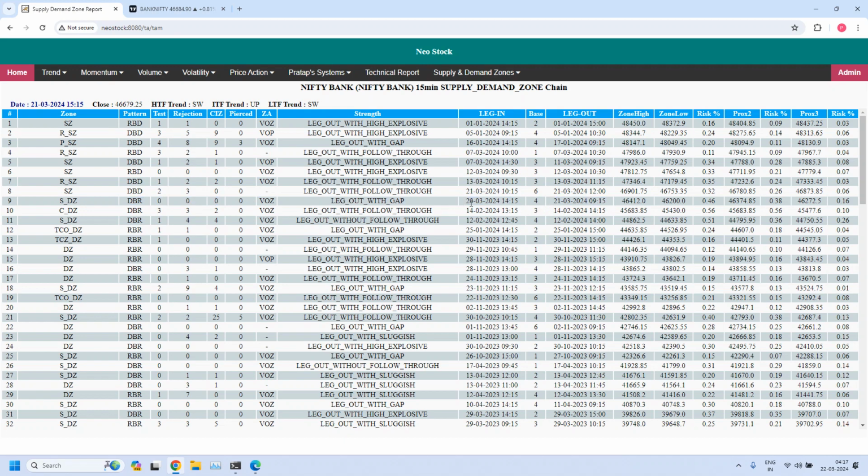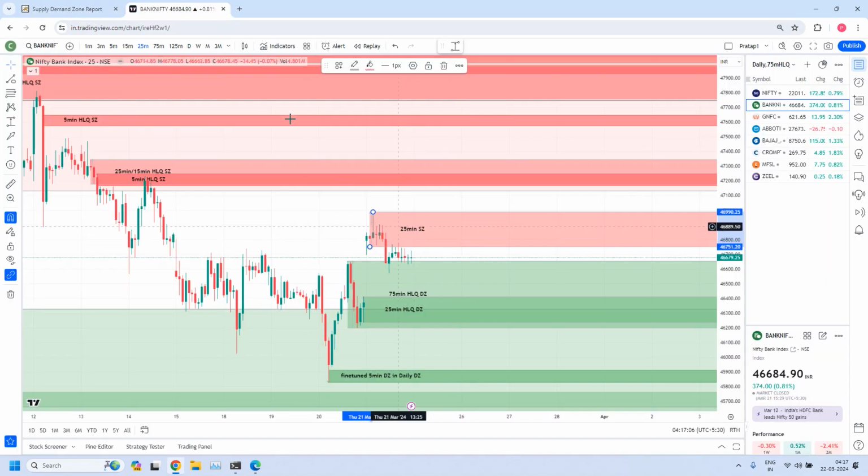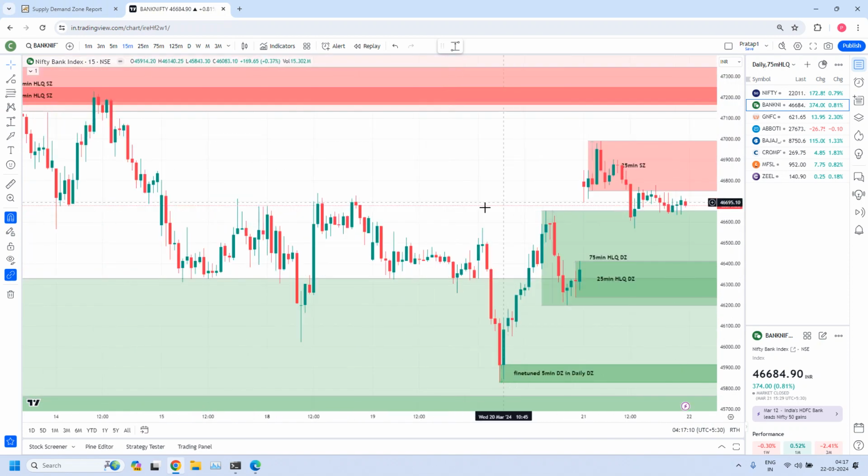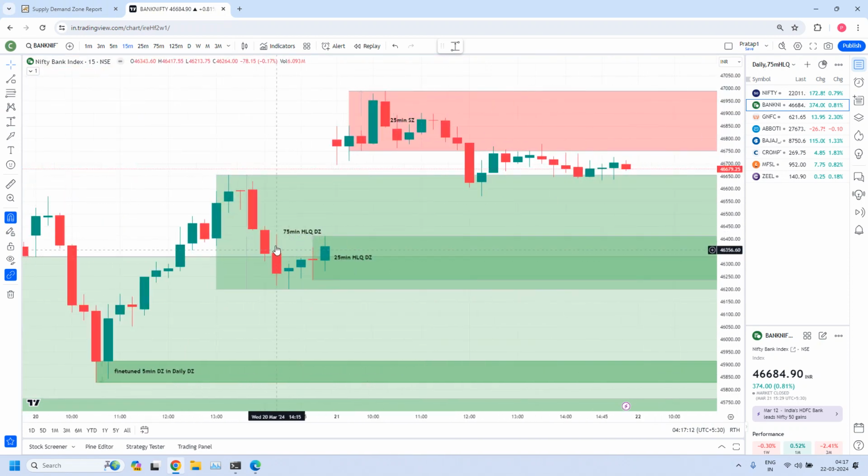Let us check. Yesterday 14-15 candle, after that 4 base candles. Changing the time frame to 15 minutes. This is the one. Yesterday 14-15, after that 4 base candles. That means 75 high liquidity demand zone and 15 are same.